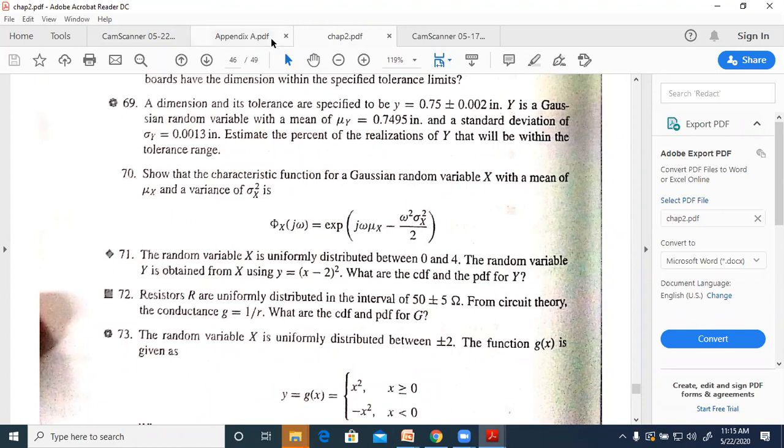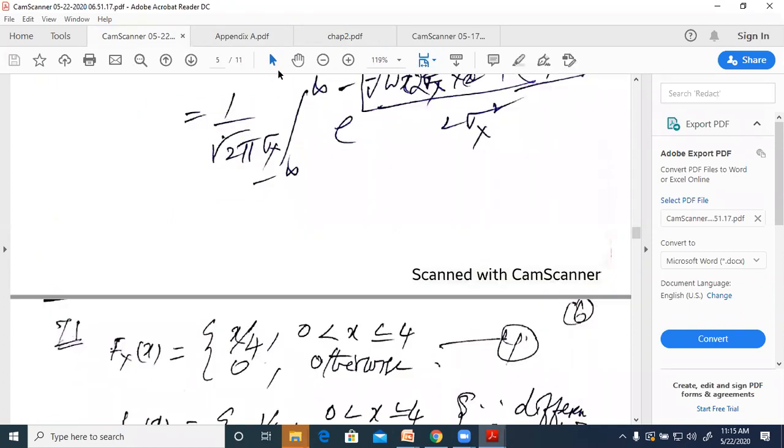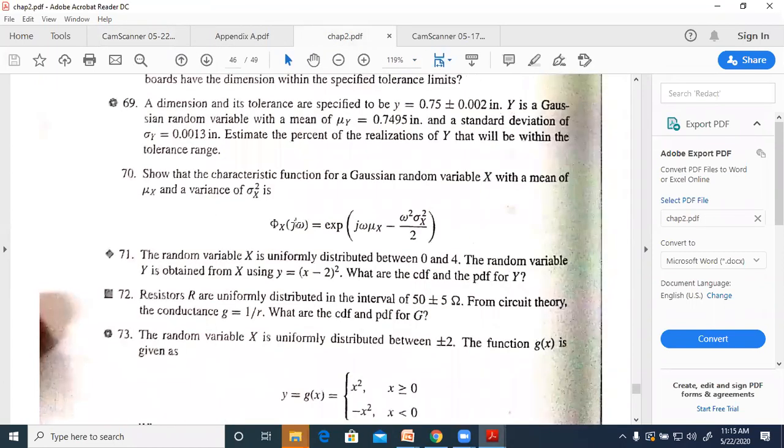We'll go for the next problem. The next problem is 71. 71, if you see over here, is this.